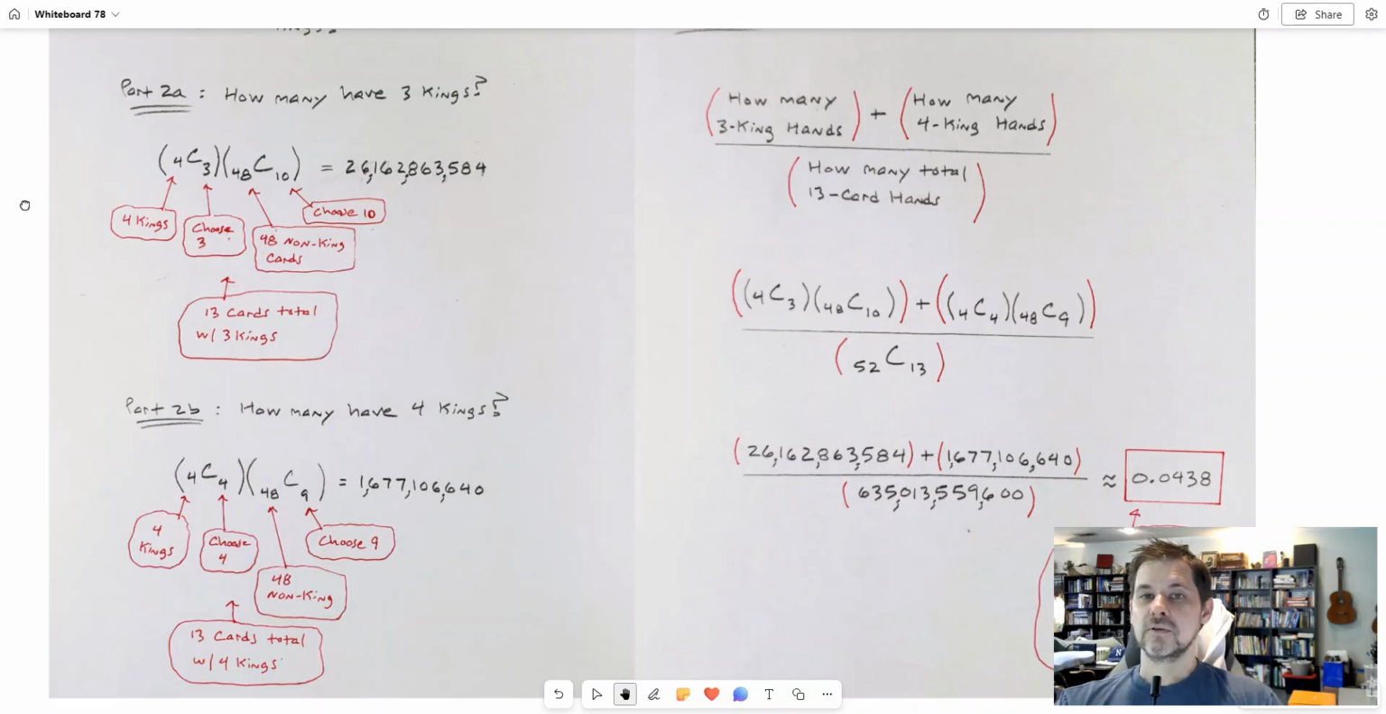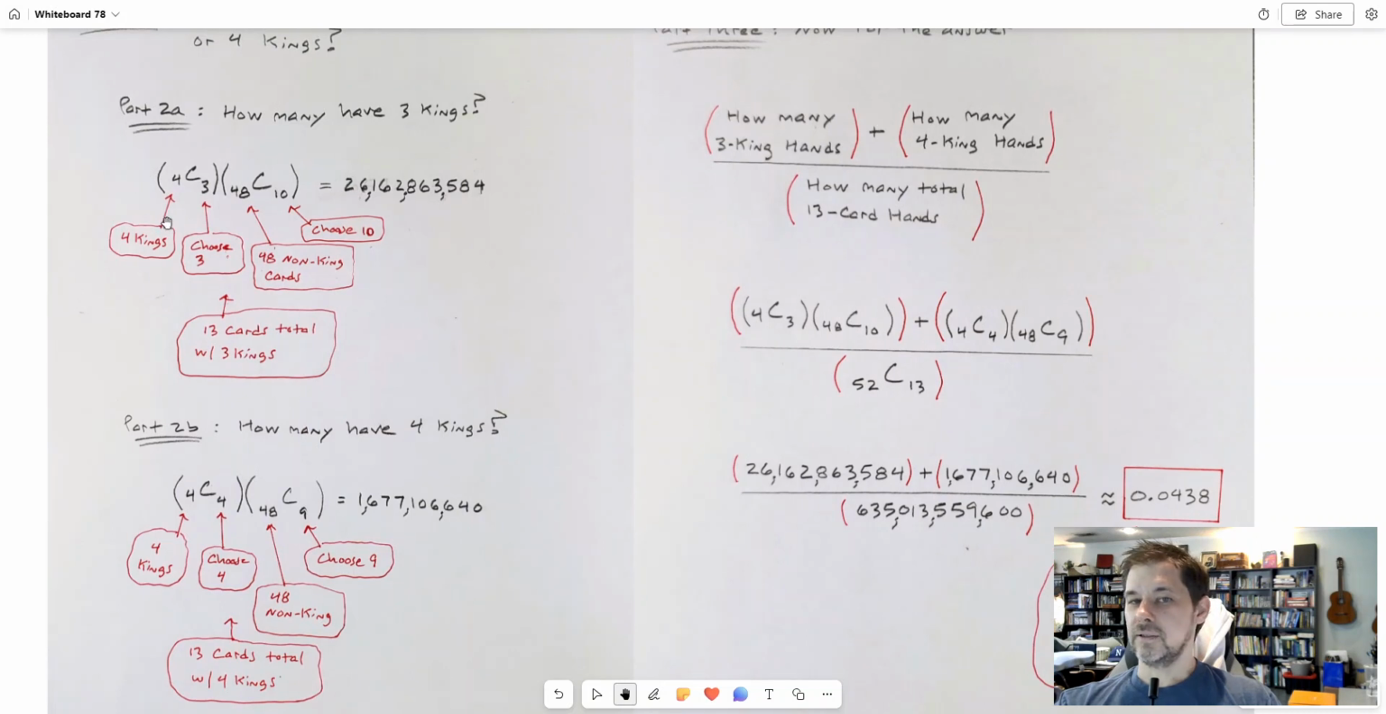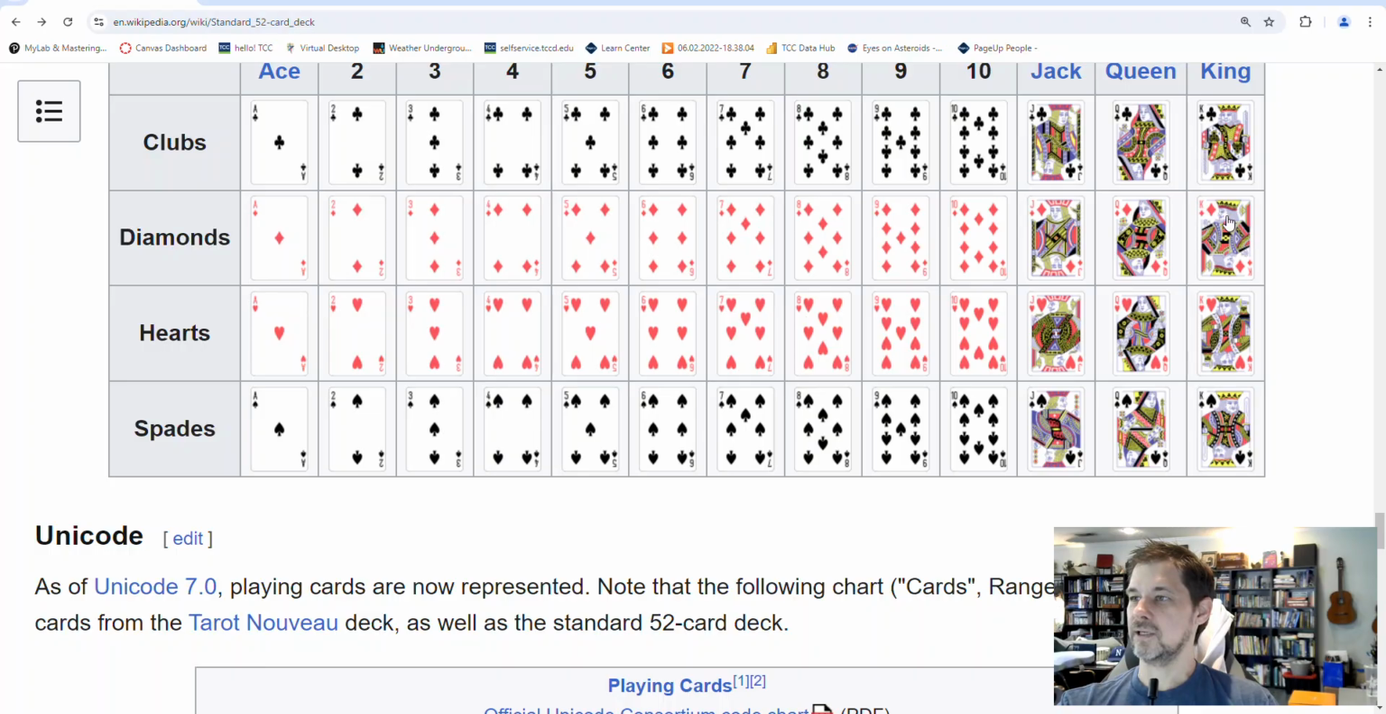Okay, so the way that we do that is a little bit intricate, but let me explain. And like I said, I think if you hear me out here, then you can solve this kind of problem or a similar problem on your own. So if I'm going to make a 13 card hand that has 3 kings in it, then I would have to choose 3 of the 4 kings available. That's what this part is. Choose 3 of the 4 available kings in the deck. Remember, the deck has 4 kings.